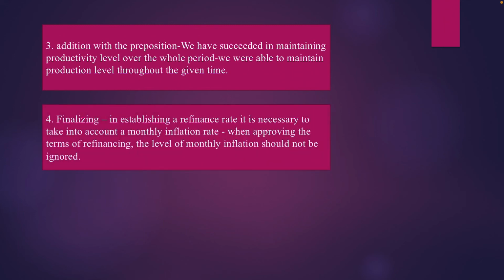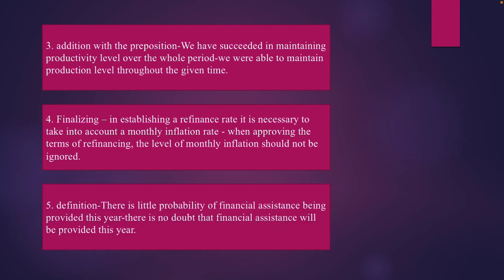The fourth, finalism. In establishing a reference rate, it is necessary to take into account the monthly inflation rate. When approving the terms of referencing, the level of monthly inflation should not be ignored. The fifth, definition. There is little probability of financial assistance being provided this year. There is no doubt the financial assistance will be provided this year. The lecture is over. Thank you for your attention.